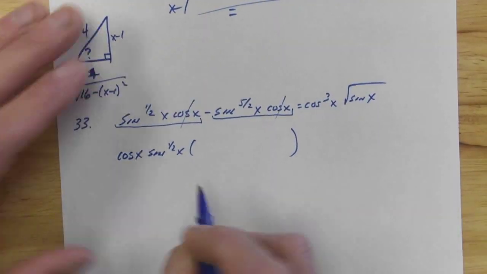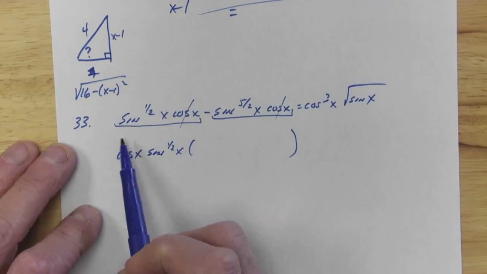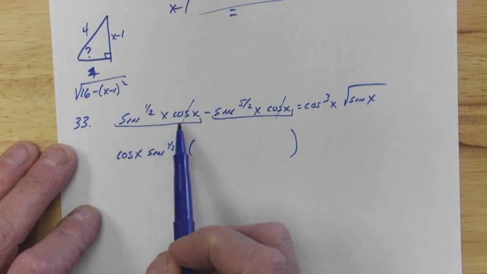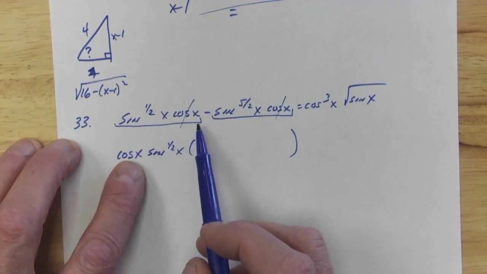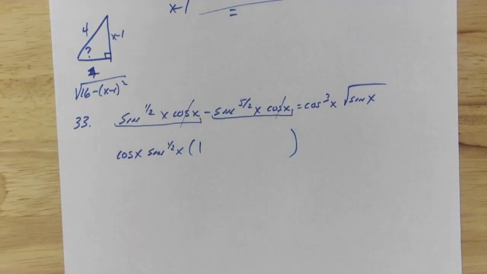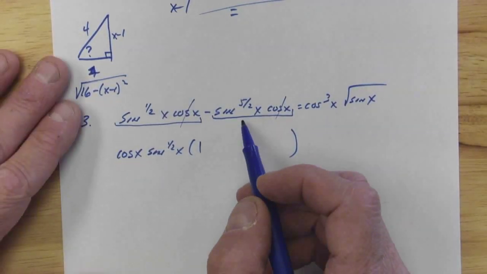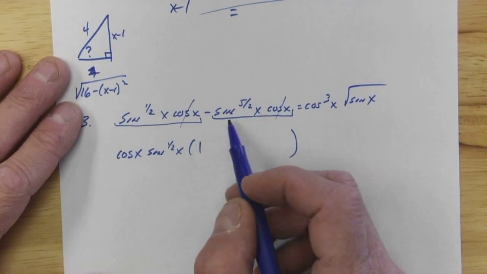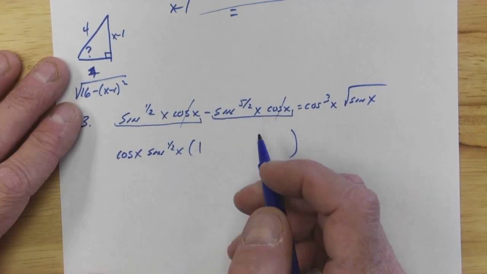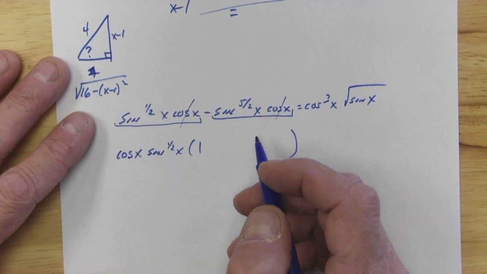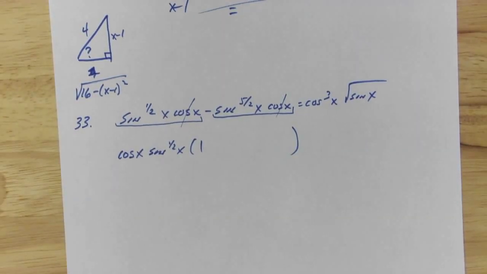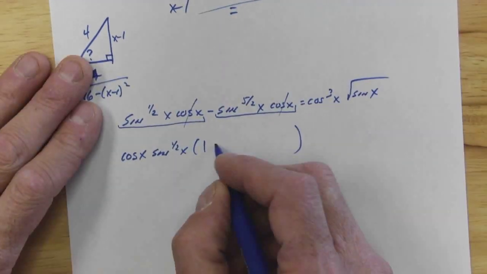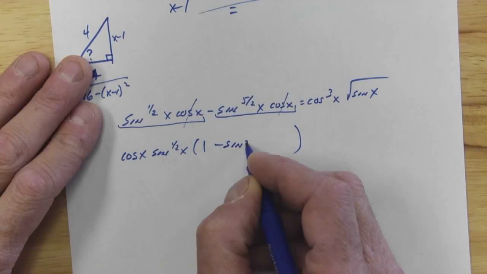So if I take that out, what do I have left on this first term? 1. I got nothing left. I took the cosine out. I took the sine to the 1/2 out. I got nothing left in that first term. What do I have left in my second term? Sine squared. Because 5/2, you take away 1/2, it gives me 4/2, which is 2. 1 minus sine squared.